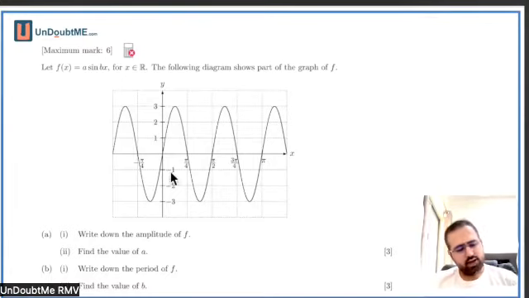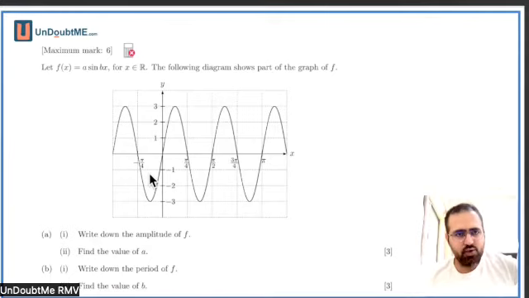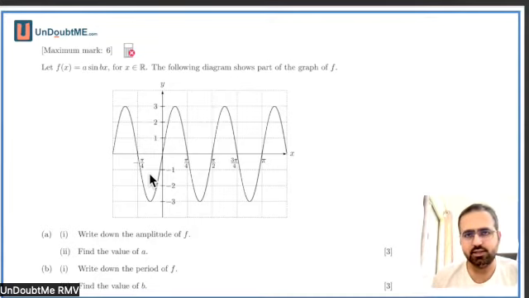Okay, everyone, have a look at this question. Let f(x) is equal to a sin bx. Here a is the amplitude of the function. That was discussed in the last lecture also, that usually we write y is equal to a sin x.